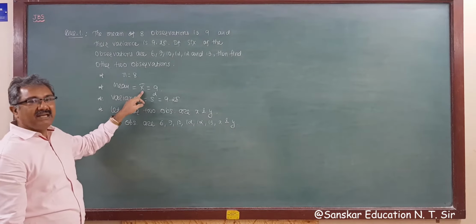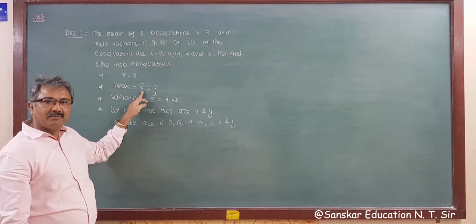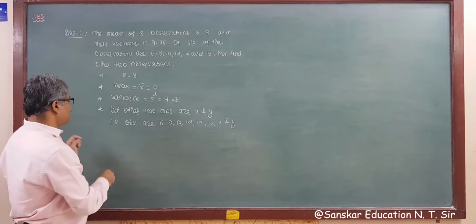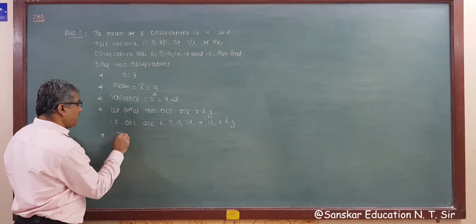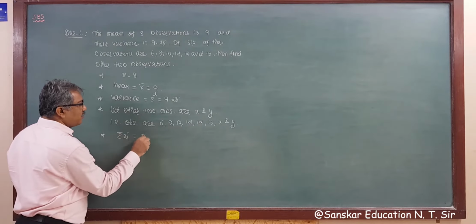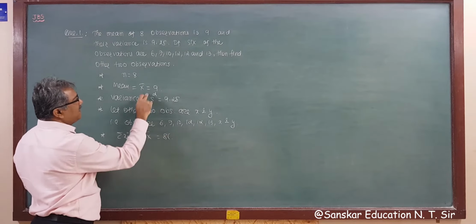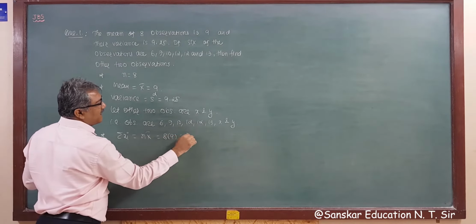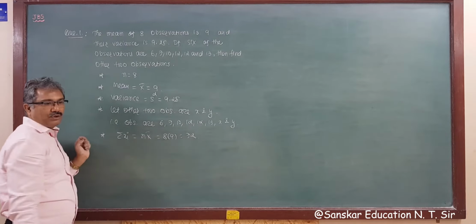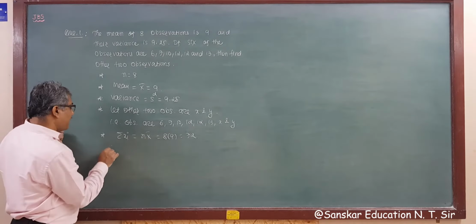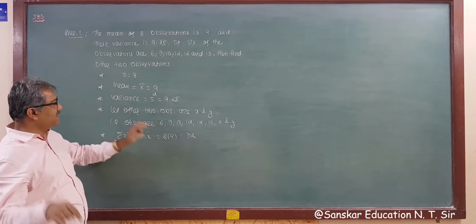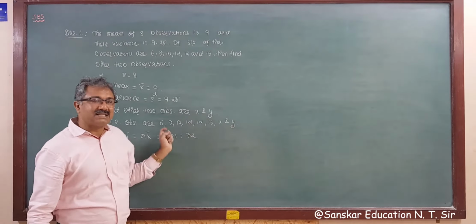Now first, mean is 9. So first of all, sigma xi is equal to n into x bar. Now n is 8 and mean is 9. So sigma xi is 72. Now sigma xi means sum of all observations. So we have to take sum of these observations.